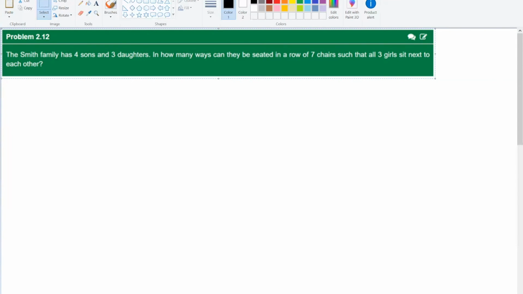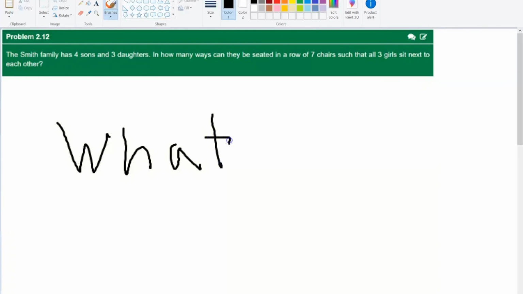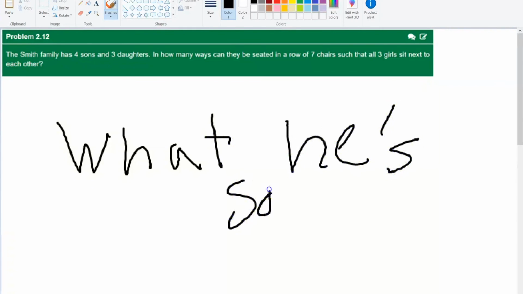There's only 5 basic configurations of the boys and girls. G, G, G, B, B, B, B; B, G, G, G, B, B, B; B, B, G, G, G, B, B; B, B, B, G, G, G, B; and B, B, B, B, G, G, G. Why'd you make me say that?